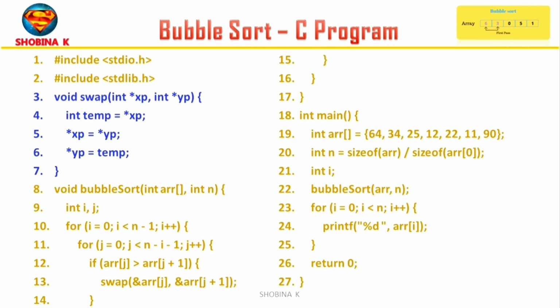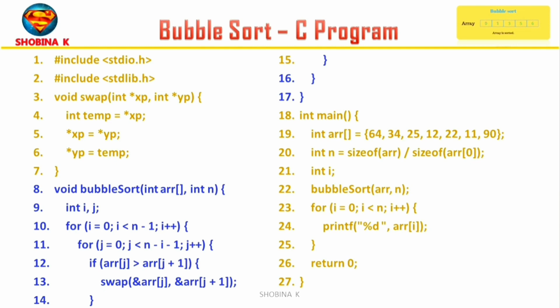After the swap function has been called, the values of the integers that xp and yp point to will be swapped. And here the function sorts an array of integers using bubble sort algorithm. The function takes two arguments, arr and n. arr is an array to be sorted, and n is the number of elements in the array. And this function sorts the array in ascending order.